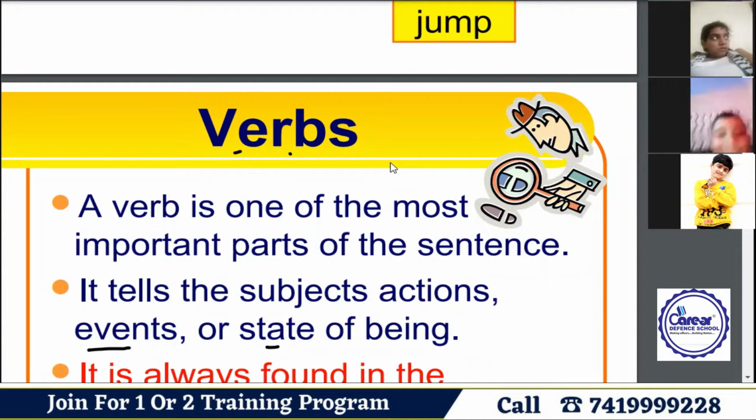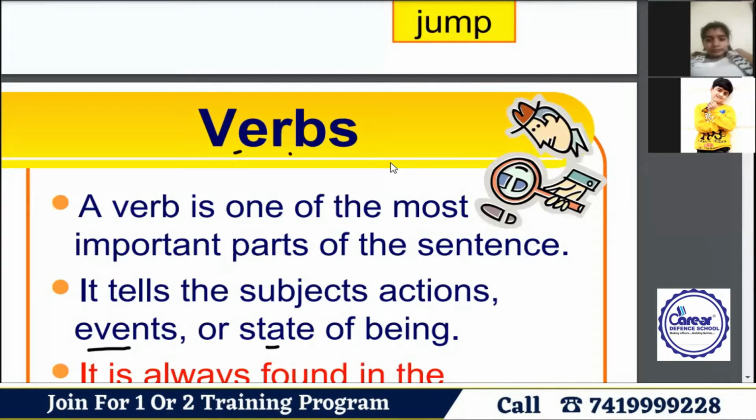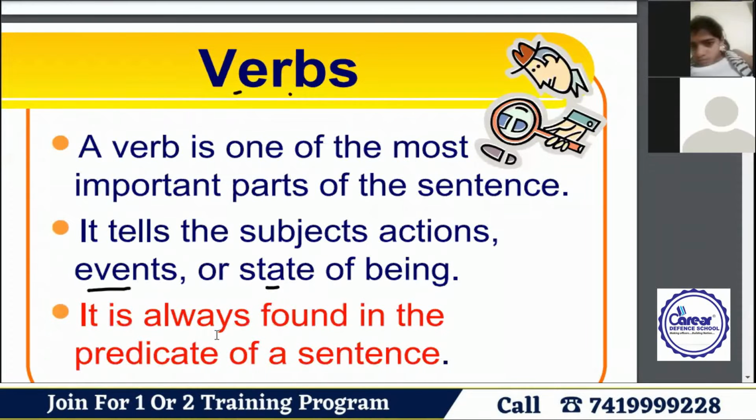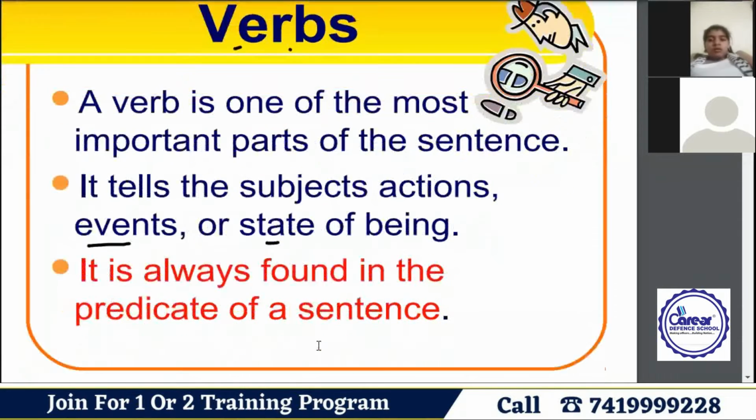कोई भी ऐसा sentence नहीं है जो verbs के बिना बनाया जा सके. We need a verb to make a sentence, right? So whenever you make a sentence, two things must be there: subject and verb. Verb tells us of an action. Another word is doing words, or you can call them action words, but verbs tell us mental state also. It tells us state also. So it tells us subjects' actions, events, or state of being. It's always found in the predicate of a sentence.